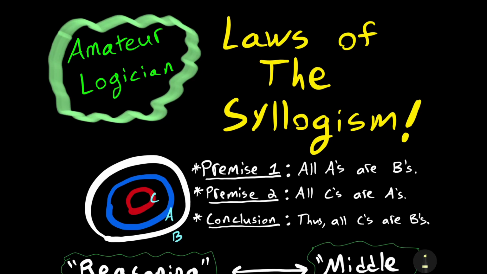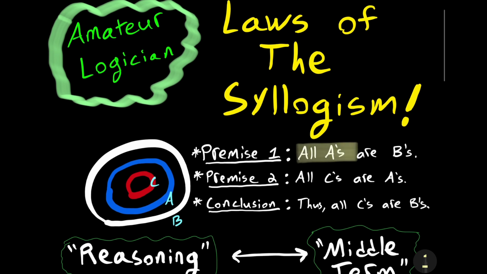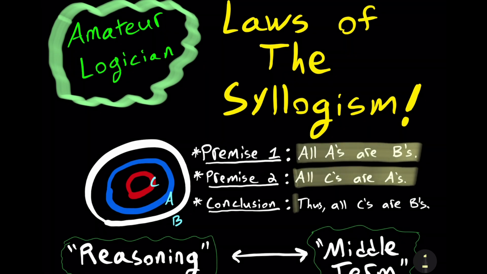Let's take a look at the laws of the syllogism. Consider this example: all A's are B's, all C's are A's, thus all C's are B's. That conclusion logically follows from those two premises. There's a pattern or structure there that makes that argument valid.